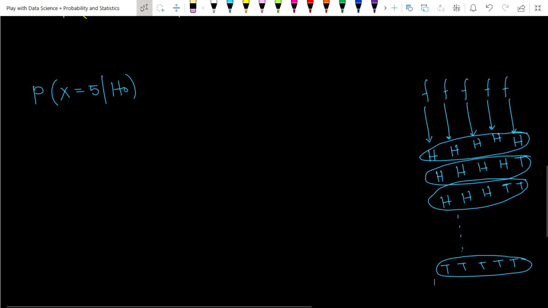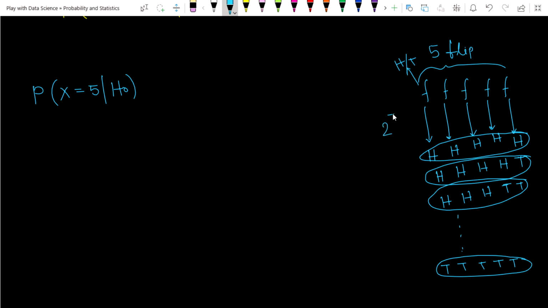So in total we have 5 flips, and each flip may have 2 outcomes. It may be head or tail for each flip. So how many outcomes? We get 2 to the power 5, which means there may be 32 outcomes. So in this experiment we get 32 possible outcomes.